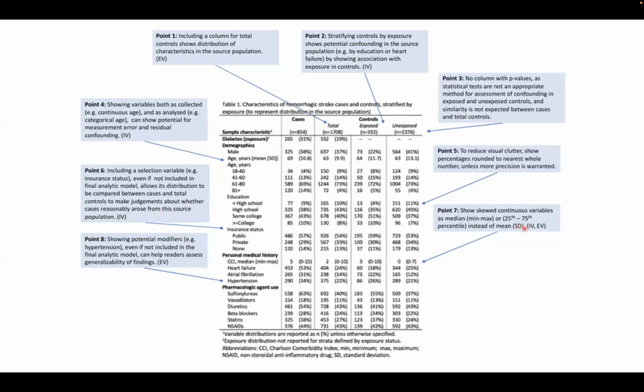And then going back to point 7, they suggest to show skewed continuous variables as a median rather than mean. This is because we know that medians are more robust against outliers. So if there's a very big skew, you may consider presenting median in addition to mean, or at least presenting a median, because it may be more in line with the story you're trying to tell.